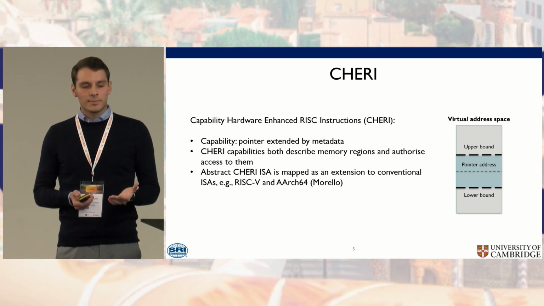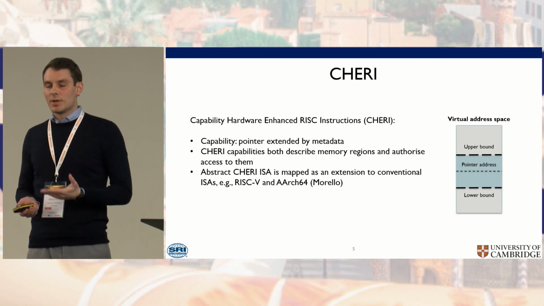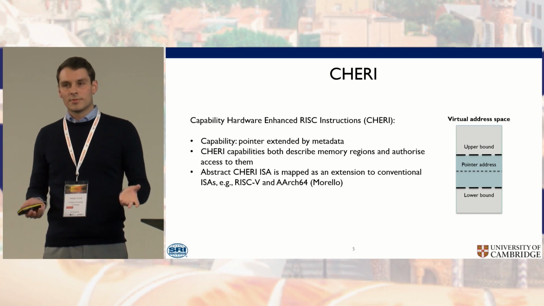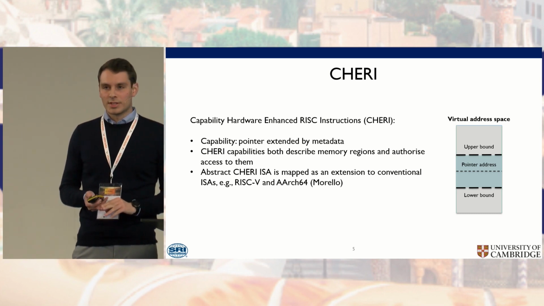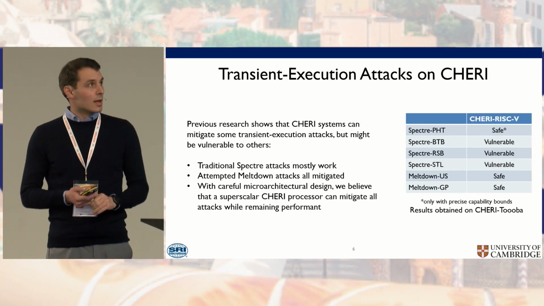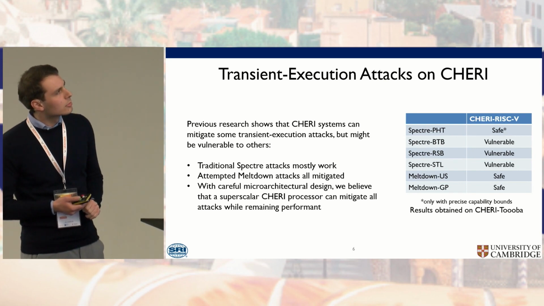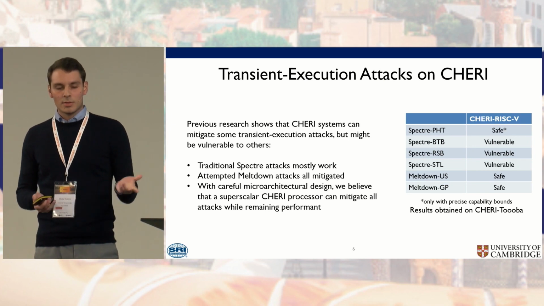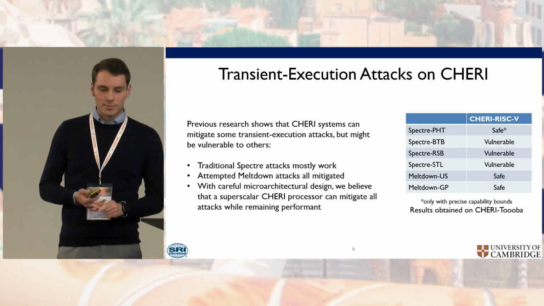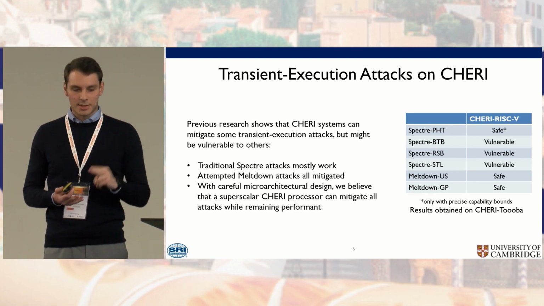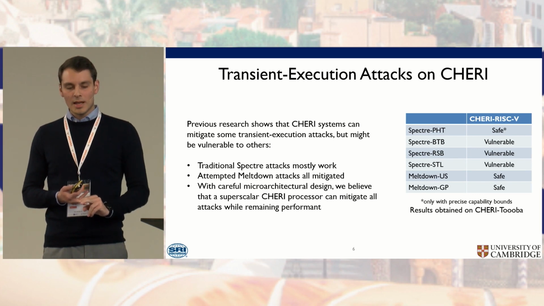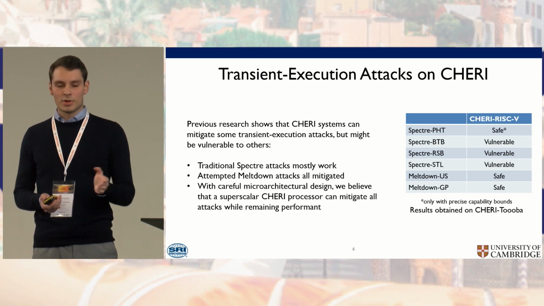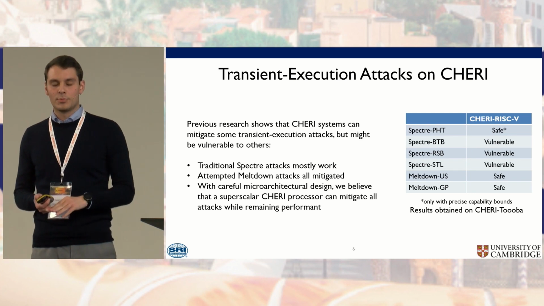This abstract CHERI ISA is then mapped as a security extension to any conventional ISA. Today we're obviously going to be talking about the CHERI RISC-V extensions. There are other ones, for example Morello, which is the AArch64 extension for CHERI. Previous research showed that CHERI systems can be vulnerable to transient execution attacks. We reproduced the main 6 transient execution attacks, which are the 4 Spectre attacks and the 2 Meltdown attacks that are most often cited. All Spectre attacks but Spectre PHT have worked. Spectre PHT is the one that is about branch direction prediction, which can be mitigated with precise capability bounds.